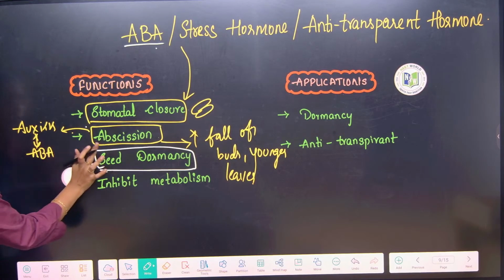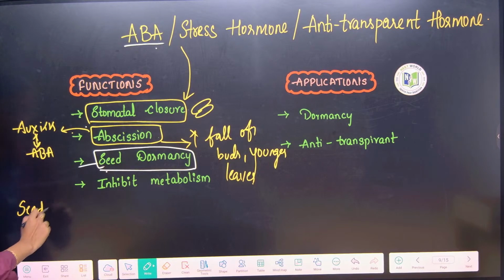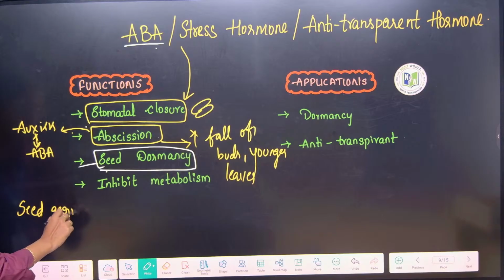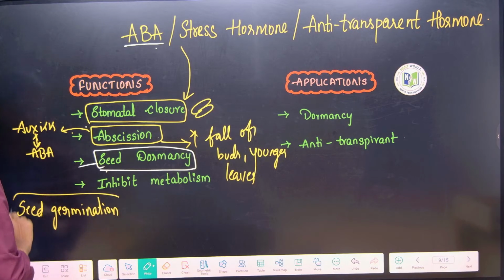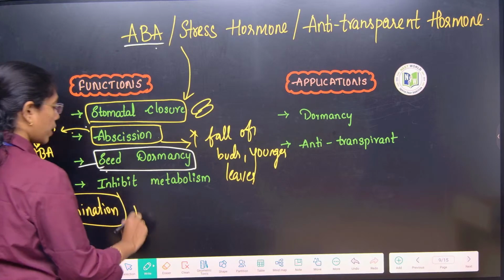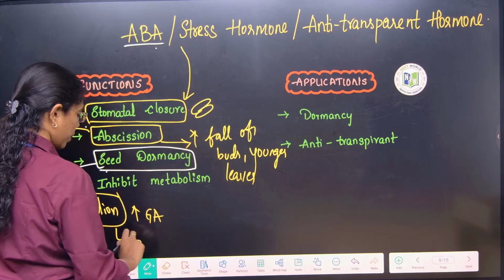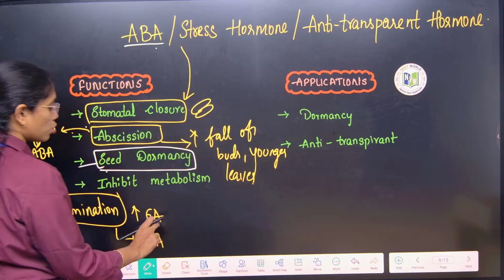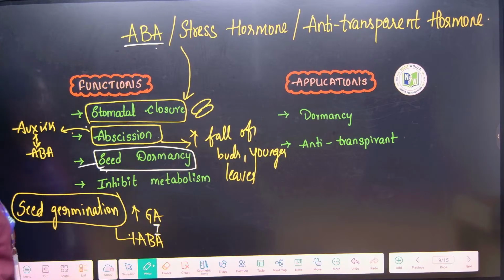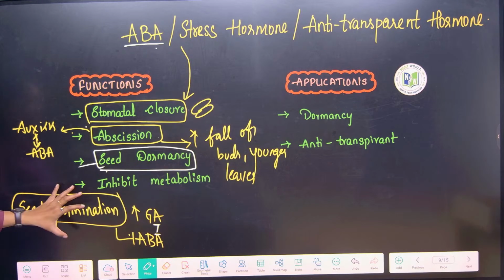To put it in more proper terms, seed germination is promoted by gibberellic acid and inhibited by abscisic acid. So these two hormones are antagonistic to each other with respect to seed germination.